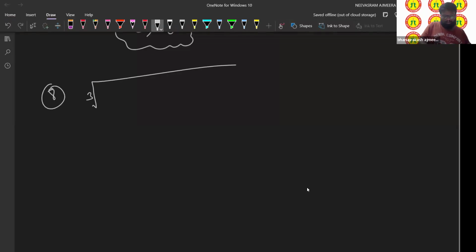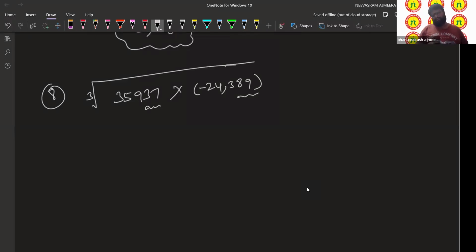So this is the cube root of 35937 into minus 24,389. This thing you know how to solve. We did this example problem in the class even. Any doubt in this question? If you don't have any doubts or if you know how to solve this question, we can move to the next question. Could you explain, sir?